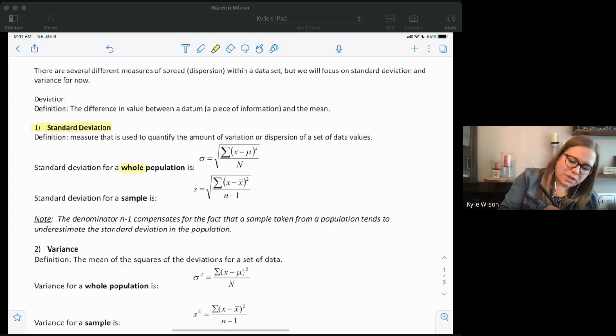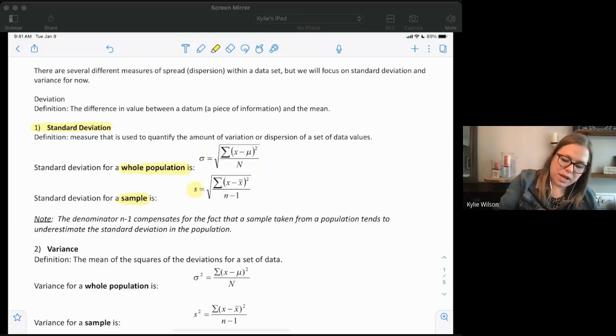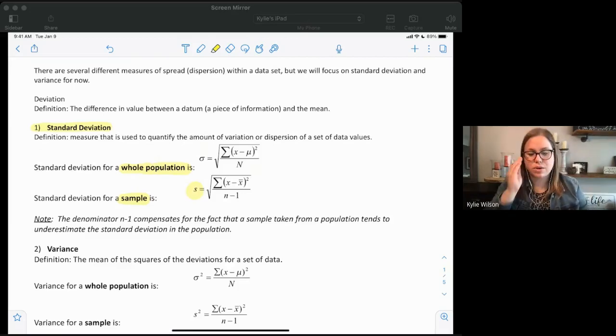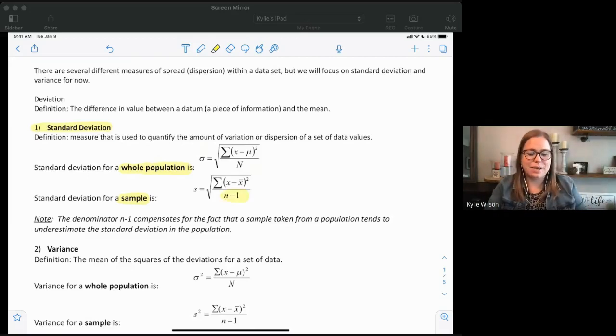So that's for a whole population, but we also have an equation for a sample. And the sample one is very similar. However, we do have it denoted by S, so the notation is slightly different. In addition here, you'll notice we have X bar in here. That's because that is the mean of our sample rather than the mean of a population. And finally, instead of dividing by n, my number of data points, I'm dividing by n minus 1. So my number of data points minus 1.